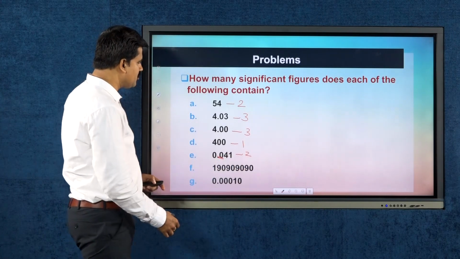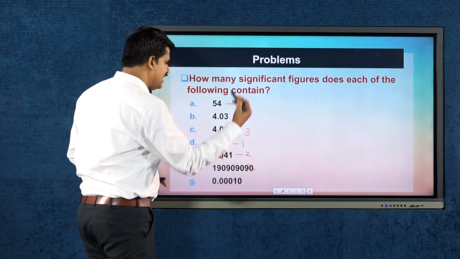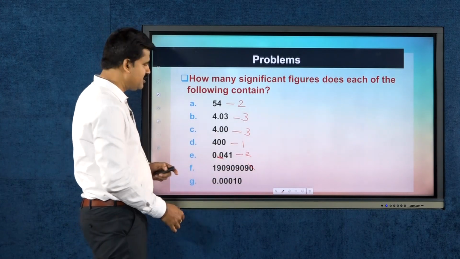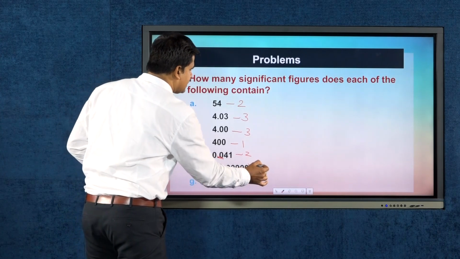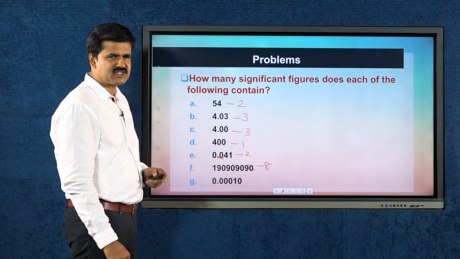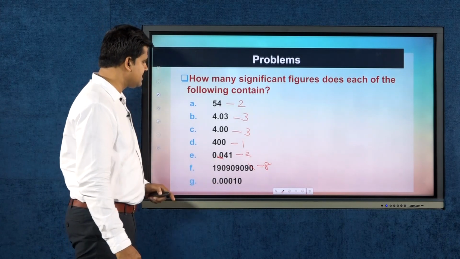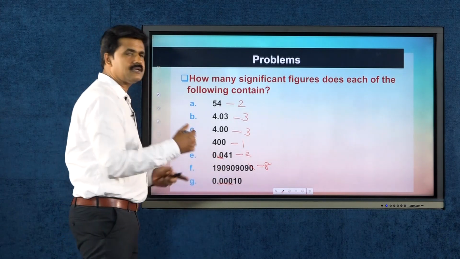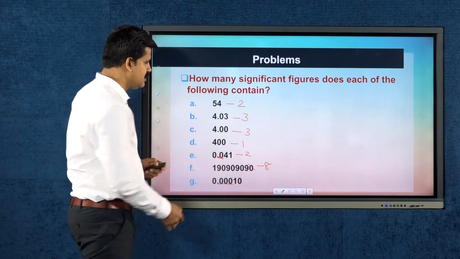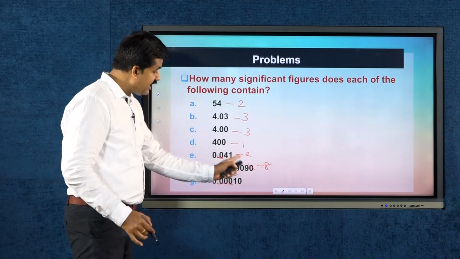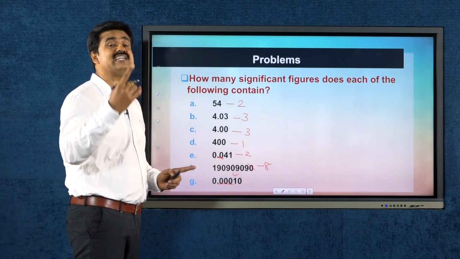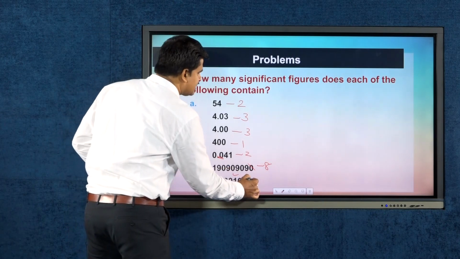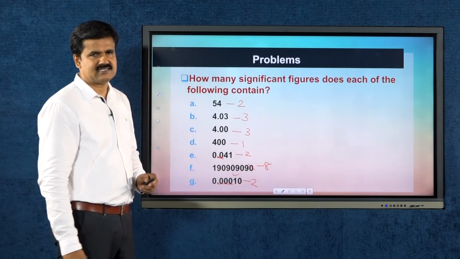And in the next problem, here this 0 can be avoided. All other zeros can be counted. So 1, 2, 3, 4, 5, 6, 7, 8. There are 8 significant figures in this measurement. And in the last case, the first 3 zeros cannot be treated as significant figures, but 1 is significant. The last 0 is significant because it is coming after non-zero, after the decimal point. So in the last case, there are 2 significant figures.